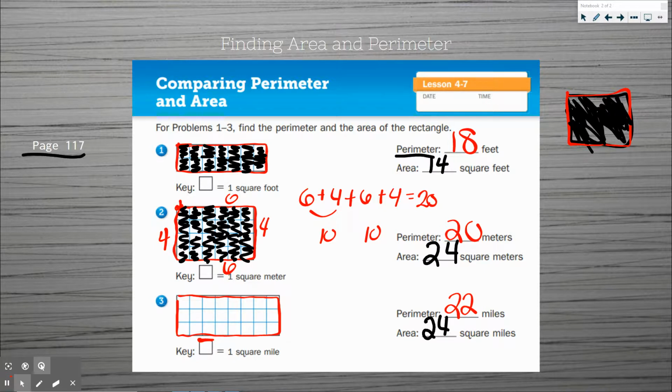We can count them: 1, 2, 3, 4, 5, 6, 7, 8, 9, 10, 11, 12, 13, 14, 15, 16, 17, 18, 19, 20, 21, 22, 23, 24. The area of that rectangle is 24 square miles.